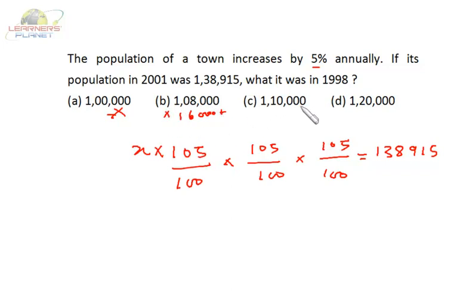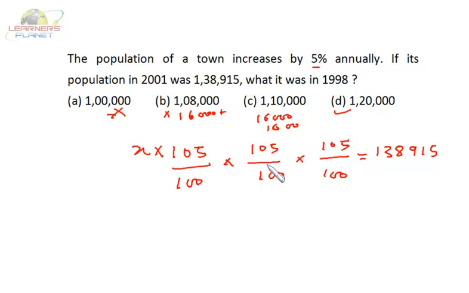Now let's take this case. For 1 lakh we are adding 16,000, and for 10,000 we are adding 1,600. So the final calculation, even it won't take you to 1,38,000. So the answer D is correct. Okay, I hope you are getting my point.